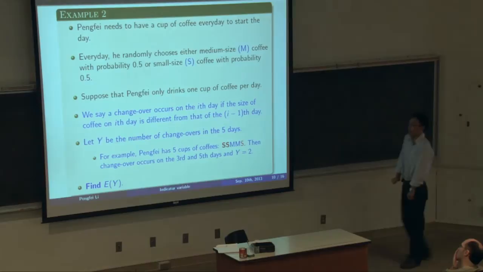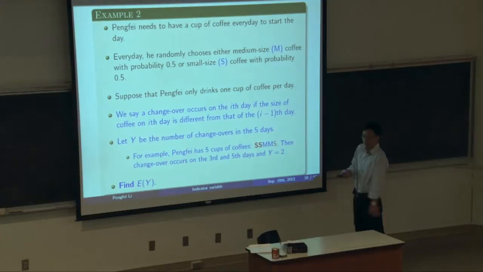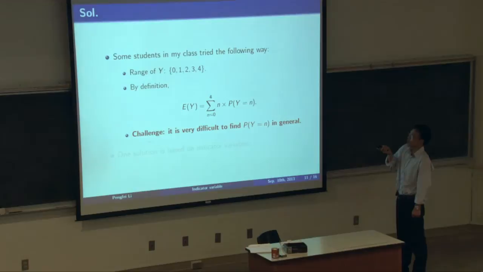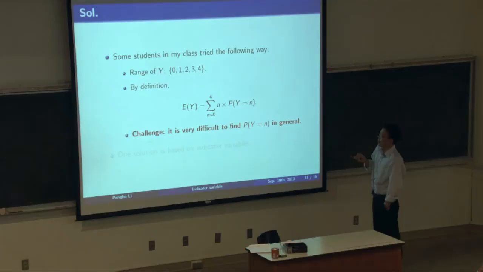So in general, we need to find an expectation of Y. Now, some students really would like to try this question, and they follow this way. They first figure out the range of Y is from 0 to 4. 0 means that we don't have a changeover; 4 means that starting from the second day, every day is different. And they already know the definition of the expectation, so they just plug in n times the probability of Y equal to n and take the summation.